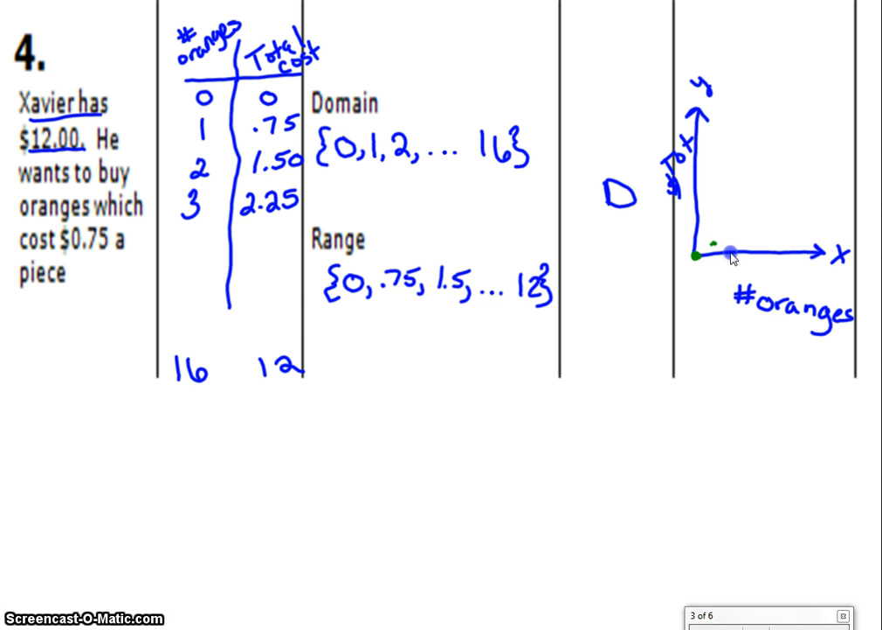Notice I'm not concerned about putting the hash marks on my graph. It's okay for right now. If I buy 2 oranges, $1.50, and so on and so forth. It's just going to continue on like this, and that describes discrete data for this situation. And you're all set with number 4. Okay.